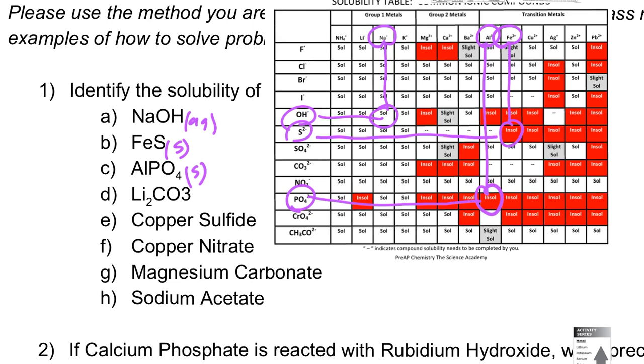All right, so the next compound here is lithium carbonate. What we're going to do is go down the top here to lithium, then carbonate, and notice this one is going to be soluble, so we'll represent that as AQ.